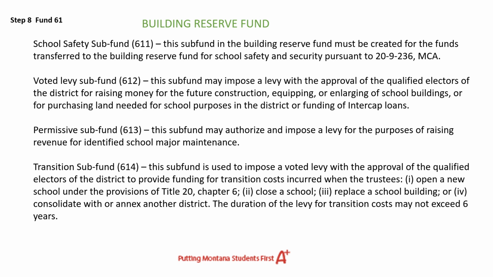And permissive subfund is 613, and this subfund may authorize and impose a levy for the purpose of raising revenue for identified school major maintenance. And transition subfund 614. This subfund is used to impose a voted levy with the approval of the qualified electors of the district to provide funding for transition costs incurred when the trustees open a new school under the provisions of Title 20, Chapter 6, or close a school, replace a school building, or consolidate with or annex another district. And the duration of the levy for transition costs may not exceed 6 years.